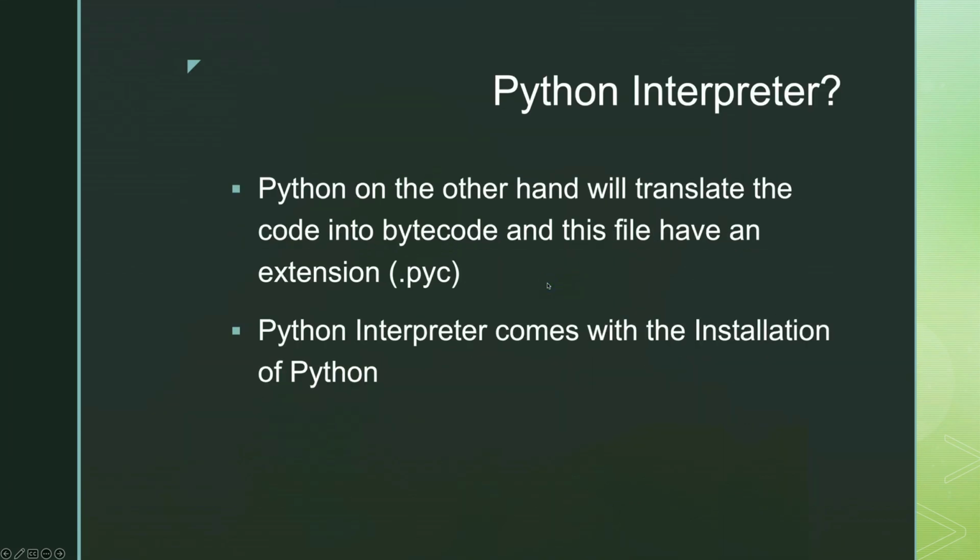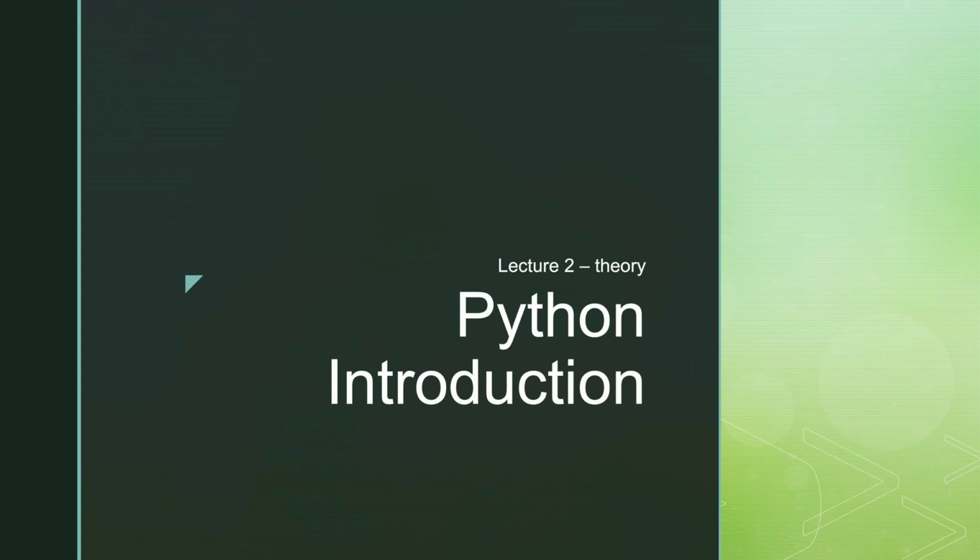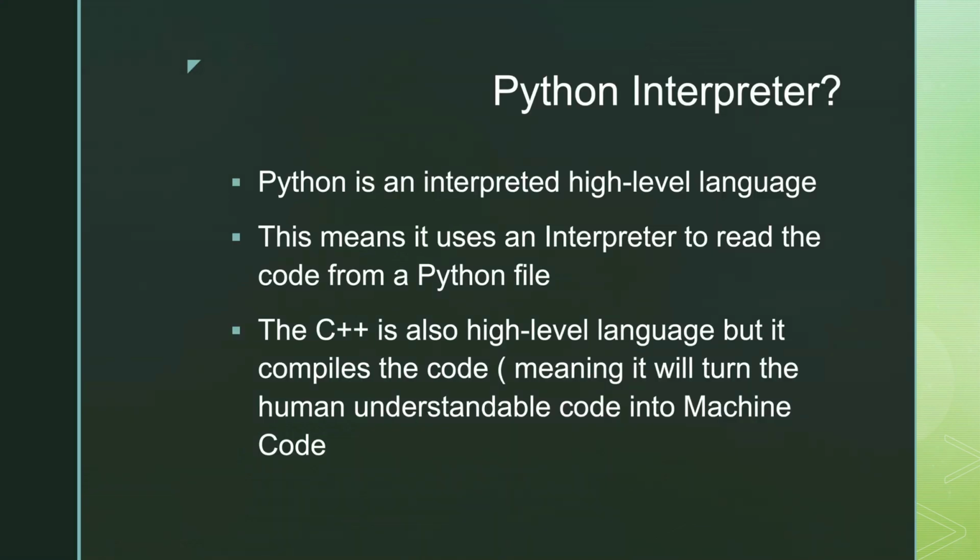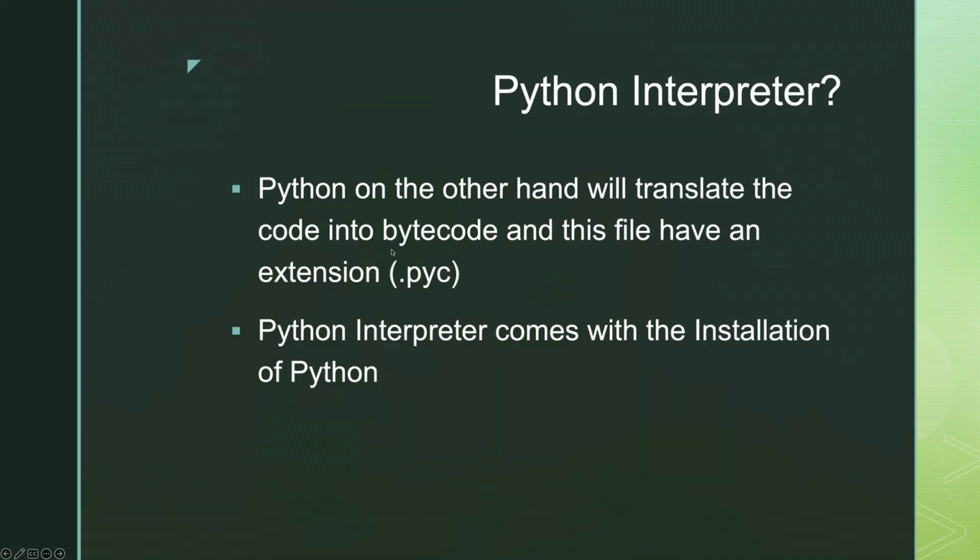So what is the Python interpreter? Okay, I just skipped one page. Python is an interpreted high-level language. This means it uses an interpreter to read the code from a Python file or a script. On the other hand, there are different programming languages like C++, C#, or Java. For example, C++ is again a high-level language, same as Python, but it compiles the code. It's not an interpreted high-level language. This means that C++ will turn the human-understandable code into machine code, okay? And that's the difference between Python and other high-level languages.